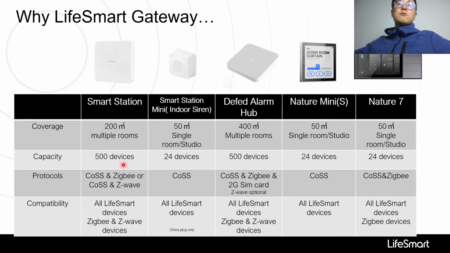And the capacity is around 500 devices. So actually, you can add up to 500 devices to smart stations. And for protocols, we have two versions at the moment. The first version is COS and Zigbee, and the second version is COS and Z-Wave.